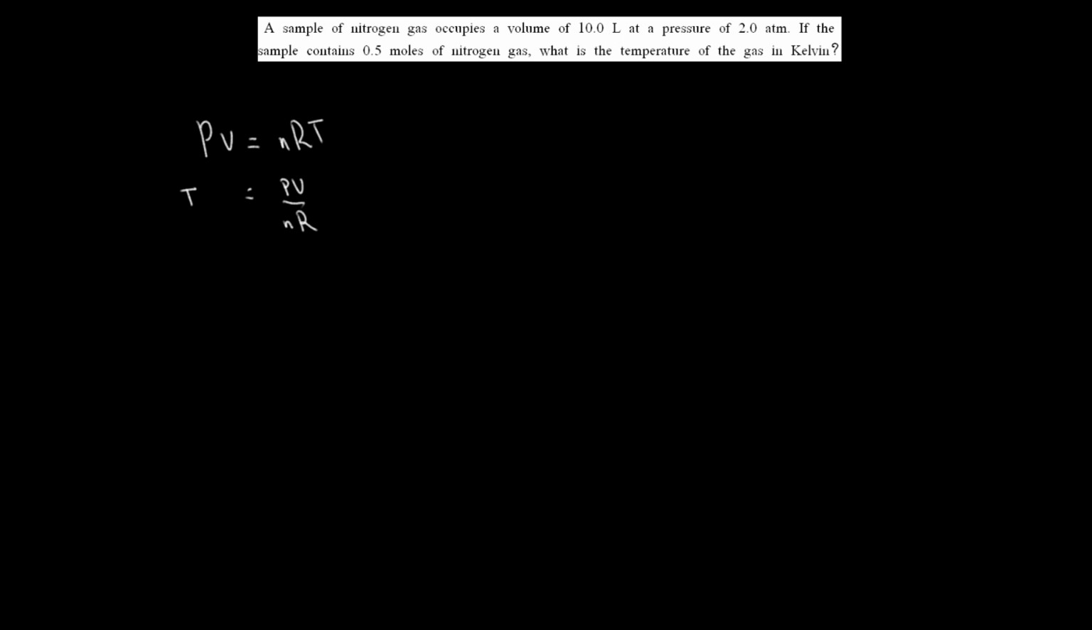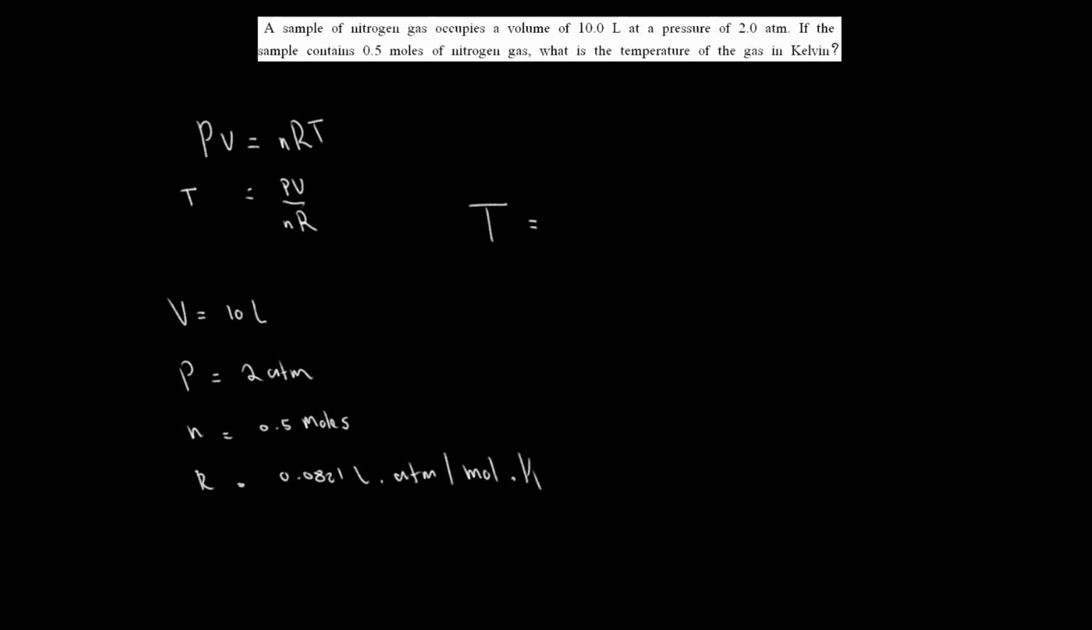So let's see what we got. Our volume is given to us as 10 liters. We have our pressure, which is given to us as 2 atmosphere. We have our moles, so n is equal to 0.5 moles. And we have our ideal gas constant, which is 0.0821 liters times atmosphere per mole per Kelvin. Okay, so let's plug in our values. Very simple stuff. So let's calculate for T.